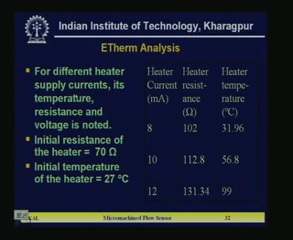For different heater supply currents, the temperature, resistance and voltage are noted. The initial resistance of the heater is 70 ohm and the initial temperature is kept at 27 degree centigrade. Now, these are the changes. If you change the heater current from 8 milliampere to 10 to 12, the heater resistance also will change, and the heater temperature is 31.96, 56, and 99 degree centigrade, which we can get from the E-therm analysis.